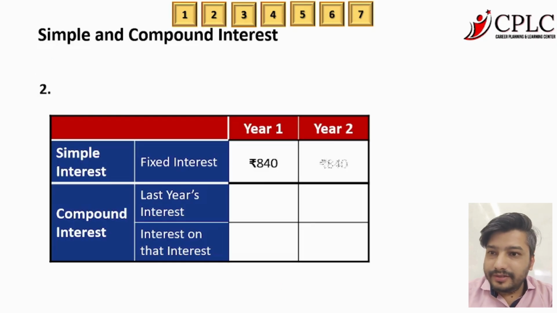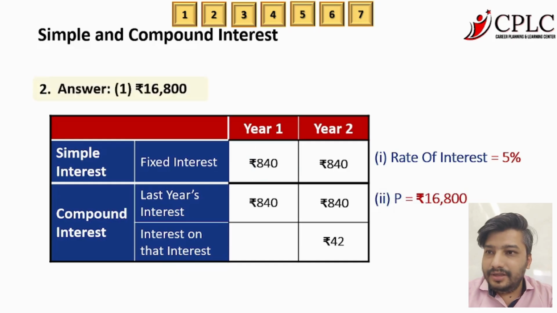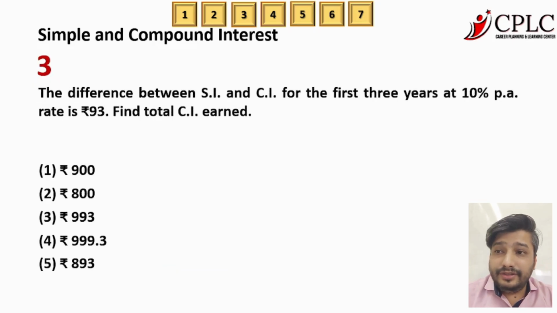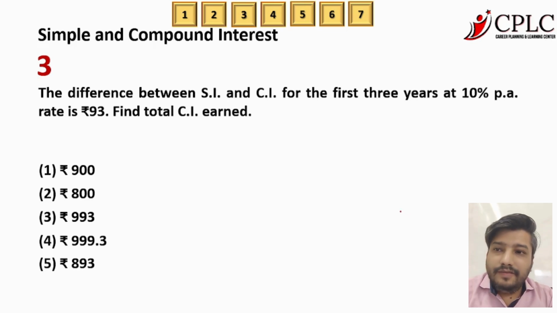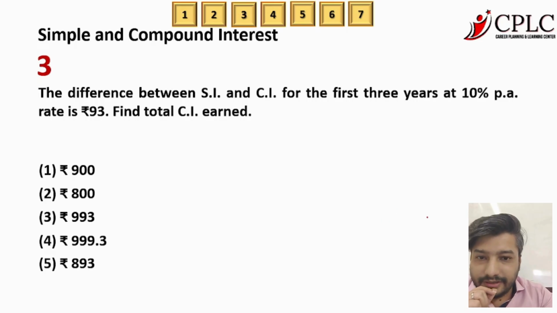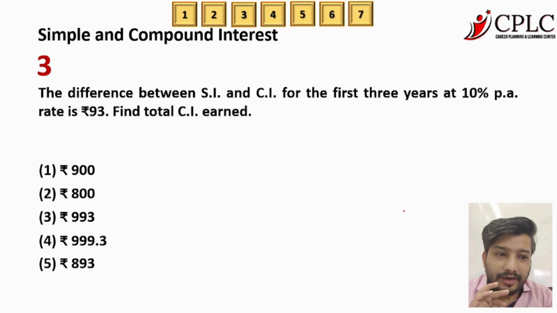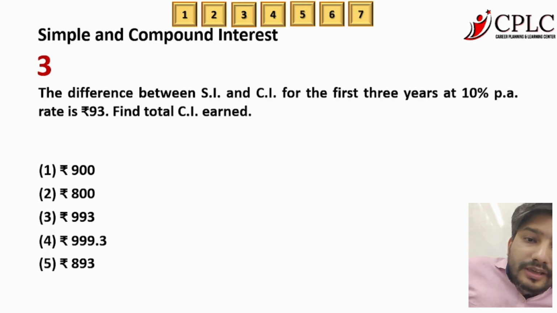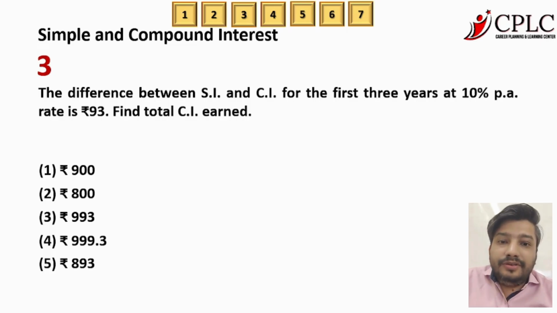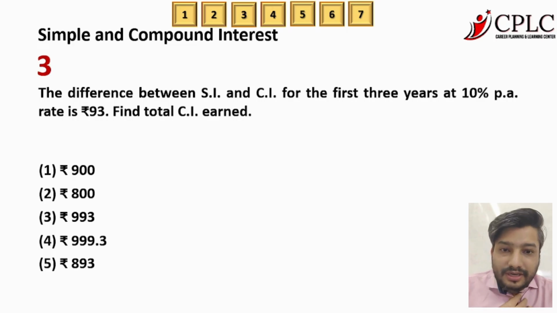Let's talk about the third question. So the third question is the difference between SI and CI for the first 3 years at 10% per annum is 93. Find the total simple interest earned. And this is where a lot of people get it wrong because they still use the formula for difference. But if you remember very carefully, the formula for difference that we have done is only and only applicable for the first 2 years basically. So for the first 3 years there is no formula.